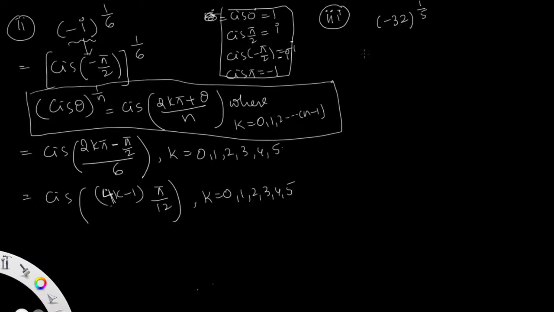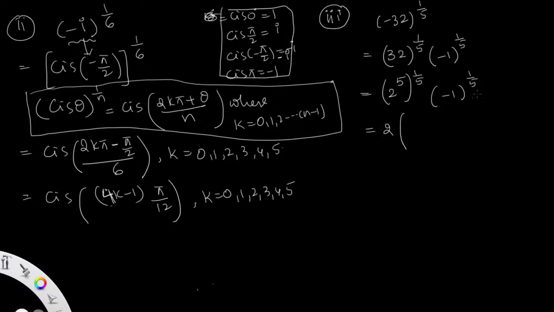We already know the value 32 is 2 to the power of 5. So we write 2 into minus 1. Minus 32 is 32 into minus 1, and the power changes into two terms: 32 means 2 to the power of 5, whole to the power of 1 by 5, and minus 1 whole to the power of 1 by 5. Minus 1 can be represented as cis pi.